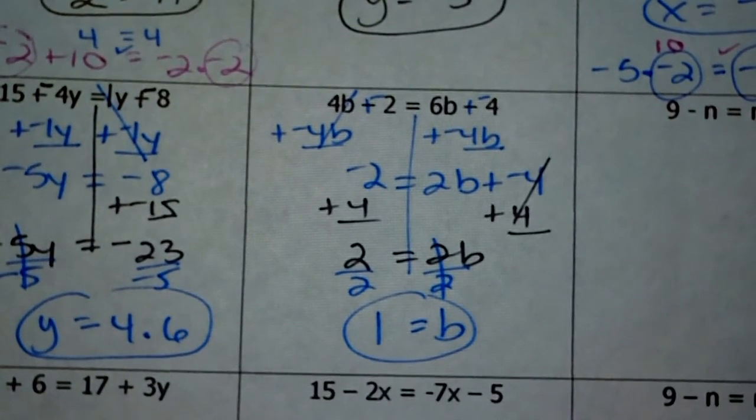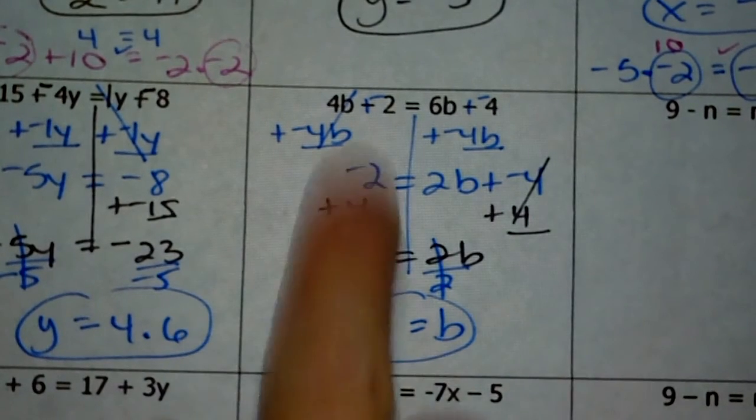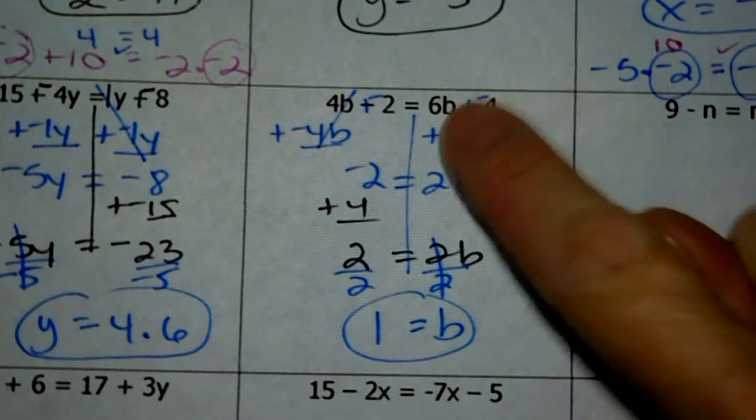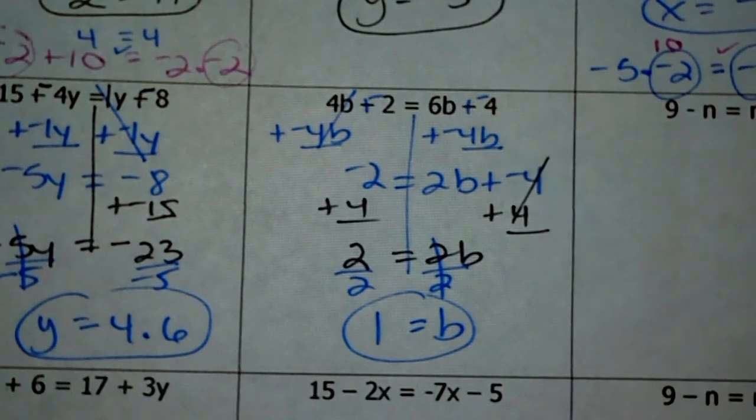So 1 equals b. And again, if you wanted to do kind of a mental quick check, if b is 1, 4 times 1 is 4, plus negative 2 is 2. 6 times 1 is 6, plus negative 4 is 2. And 2 equals 2. So that means that b is 1 is correct.